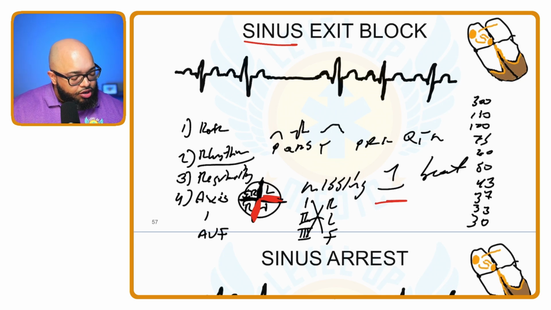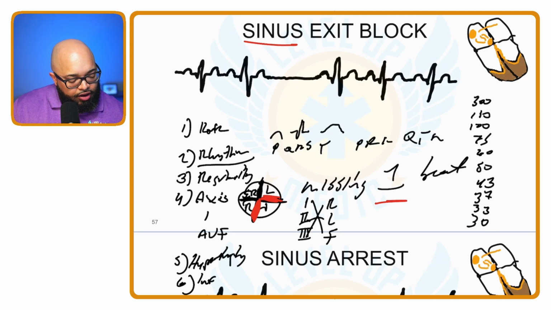Okay, and then let's go to step number 5. We say step number 5 is hypertrophy. And then step number 6 is where we're looking for infarction, okay? I'm just saying this again so that you hear the story so many times. All right, let me just clear some space here.